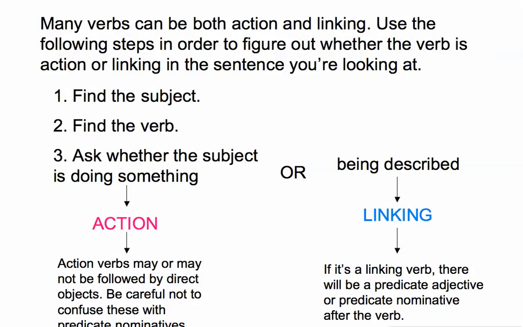Again, if you didn't write these steps down, write them down now. This is the process you should go through every time you're looking for the verb and trying to figure out which verb it is. Find the subject, find the verb, ask whether the subject is doing something or being described. If it's doing something, it's action. It may or may not have a direct object. If it's linking, it's definitely going to be followed by a predicate adjective or a predicate nominative.